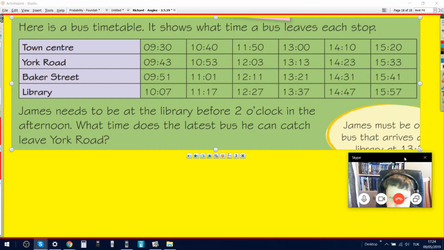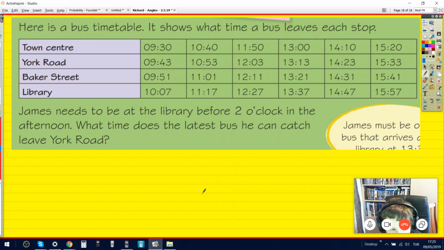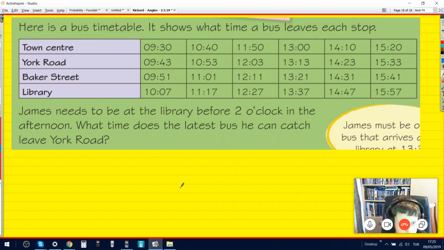So can he catch the bus to York Road? For York Road, he needs to be at the library before 2 o'clock, and 2 o'clock in the afternoon is the same as 1400 hours. By the looks of it, I think the latest bus you can catch is the 13:30 one.